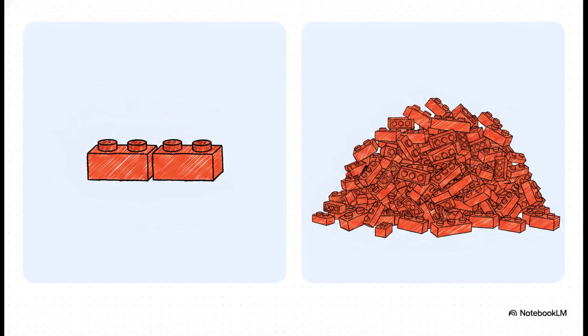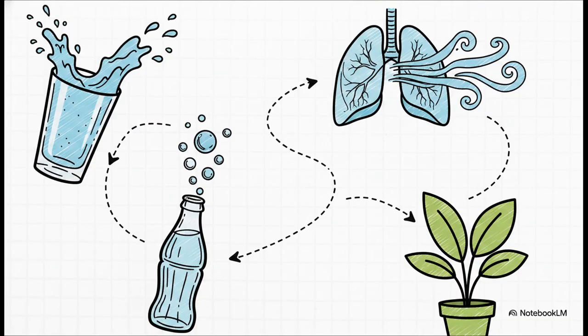This distinction right here is absolutely crucial. It's the foundation of everything we're exploring today. Bringing this back to our opening question, let's look at those everyday molecules in action. First up, H2O. Every single drop of water, whether it's in a massive lake or just a tiny raindrop, is made of trillions of these tiny H2O molecules.